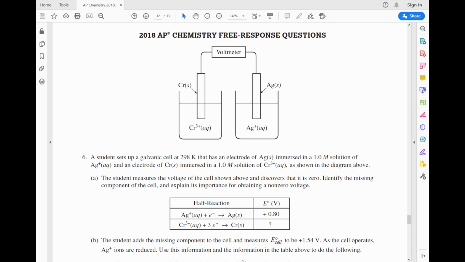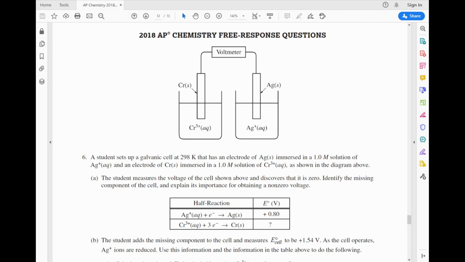Question 6 says a student sets up a galvanic cell at 298 K, room temperature, that has an electrode of Ag solid immersed in a 1 molar solution of Ag plus aqueous and an electrode of Cr solid immersed in a 1 molar solution of Cr3 plus aqueous, as shown in the diagram above. So these are standard solutions, standard setups. Part A says the student measures the voltage of the cell shown above and discovers that it is 0. Identify the missing component of the cell and explain its importance to a non-zero voltage.